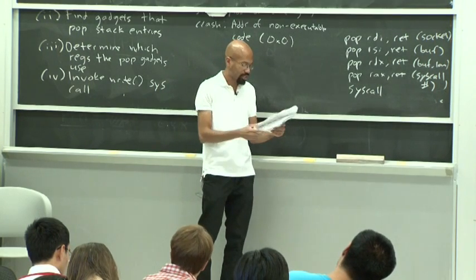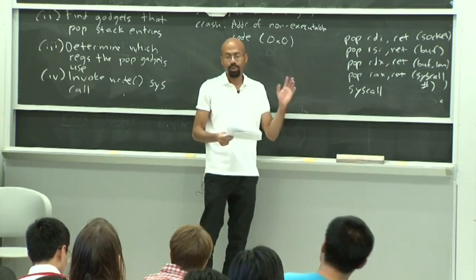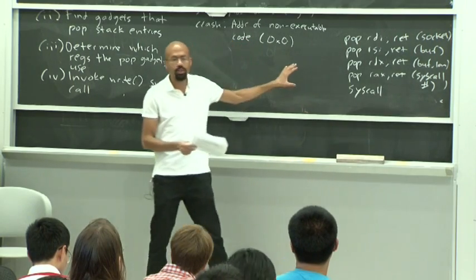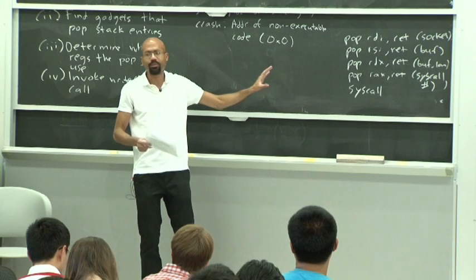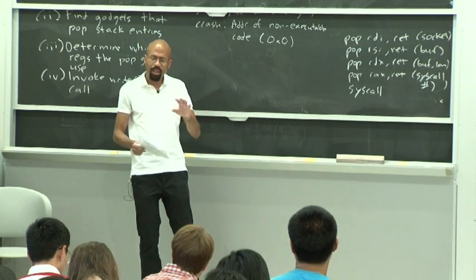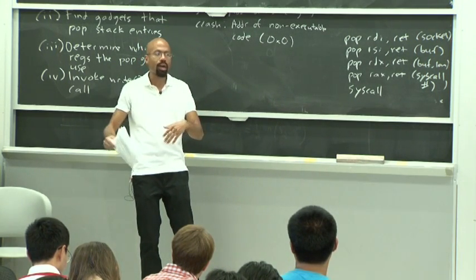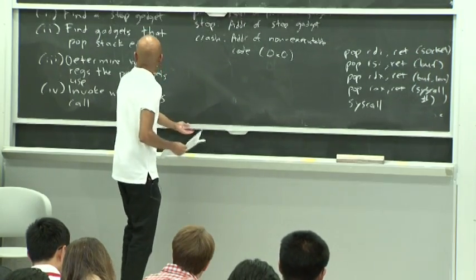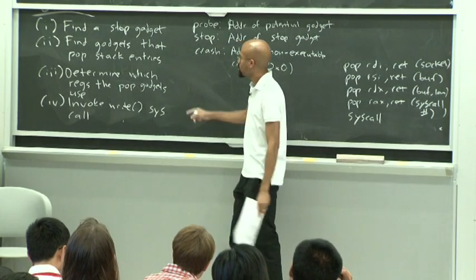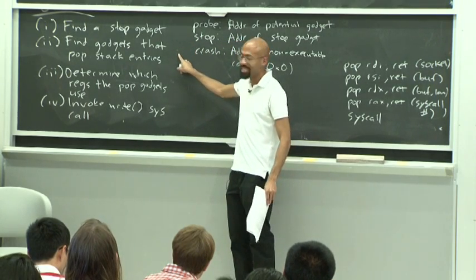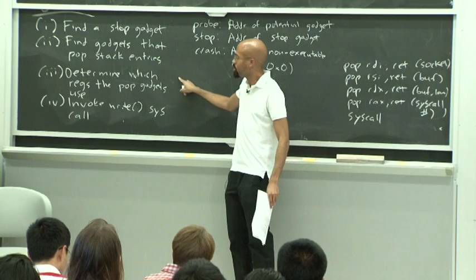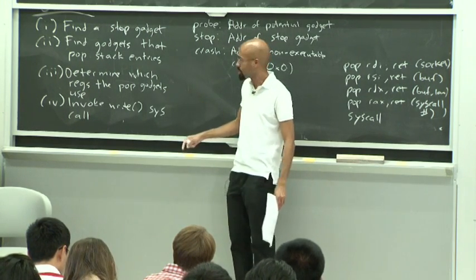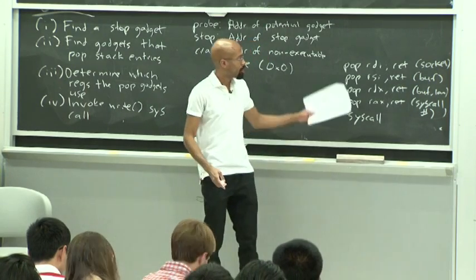So this is essentially how the BROP attack works. Like I said in the paper, there's a bunch of optimizations, but really you need to understand the basic stuff before those optimizations can start to make sense. We can talk about the optimizations maybe offline if you want, or after class, but suffice it to say, this is the basics of how you launch that BROP attack. You've got to find the stop gadget, find those gadgets that pop stack entries, figure out which of those registers those gadgets pop into, figure out where syscall is, and then invoke write by accumulating all that knowledge.